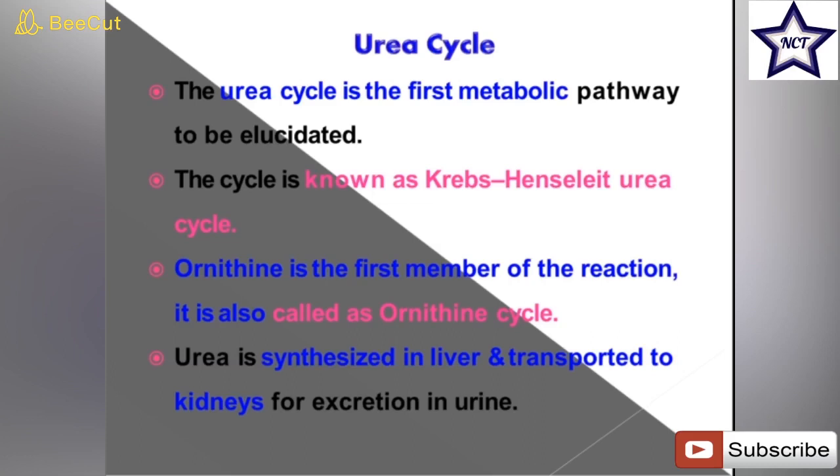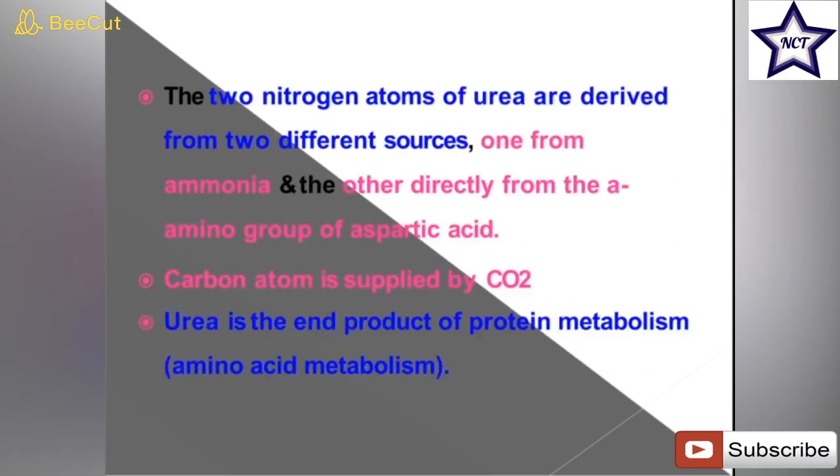Urea, as we all know, is synthesized in the liver and transported to the kidneys for excretion in the urine. It was the first metabolic pathway to be elucidated. In this cycle, the two nitrogen atoms of urea are derived from two different sources, one from ammonia and the other from the alpha amino group of aspartic amino acid. And the carbon atom is supplied by carbon dioxide.